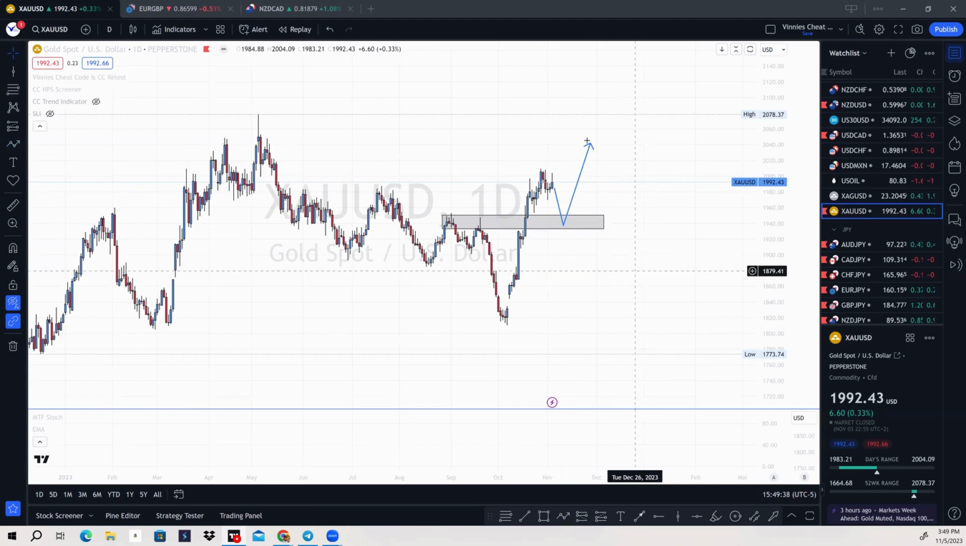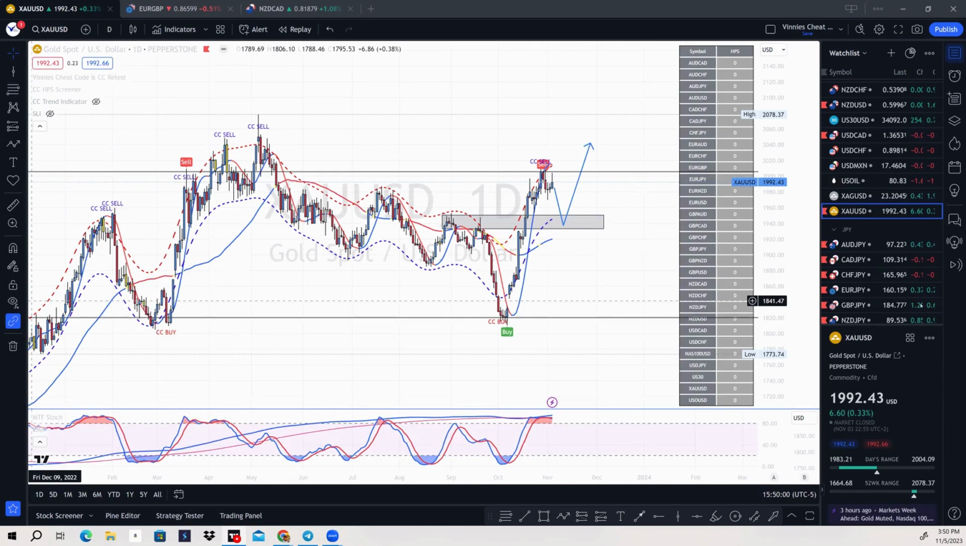My expectation is for price to reach 2100 on gold within the next 6 months, if this war continues. That is my expectation with gold. But I'm only looking to buy gold, so gold can pull back all at once too. I'm only looking for buy opportunities for gold at this current moment.